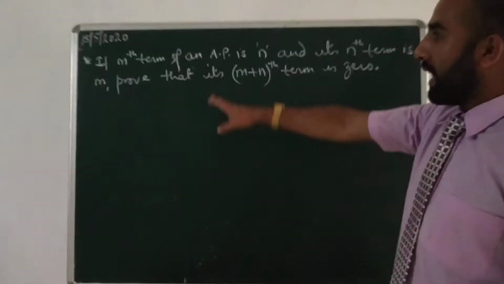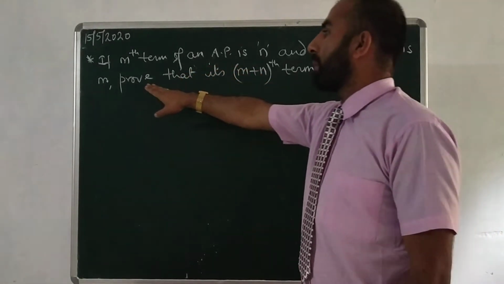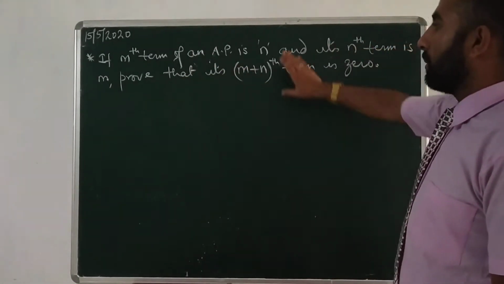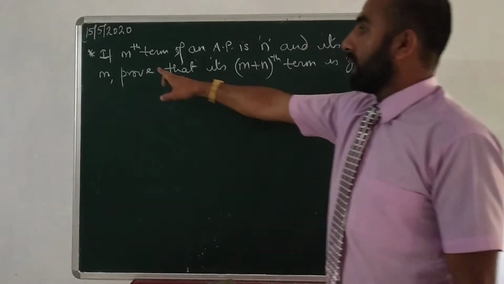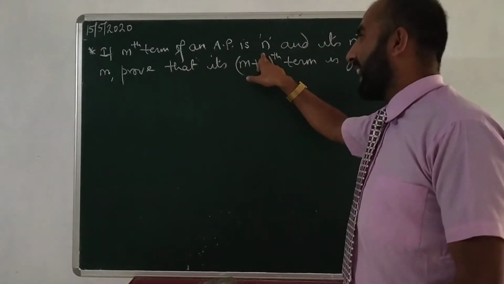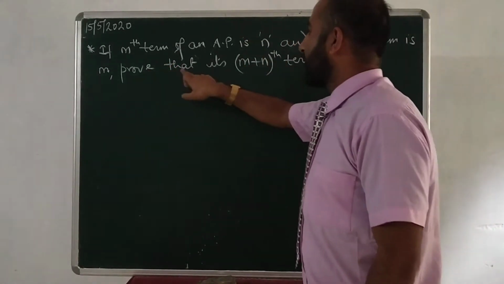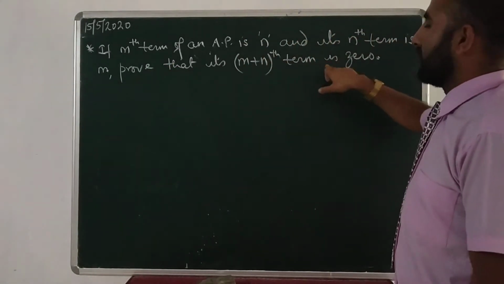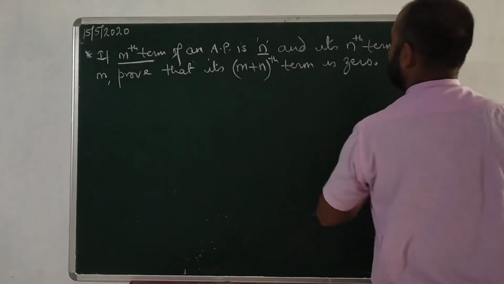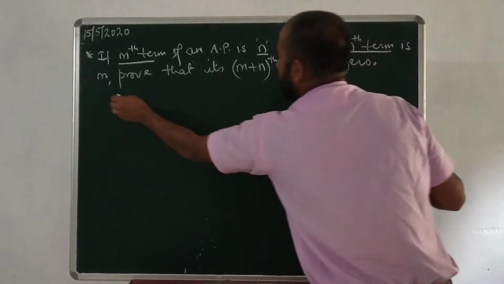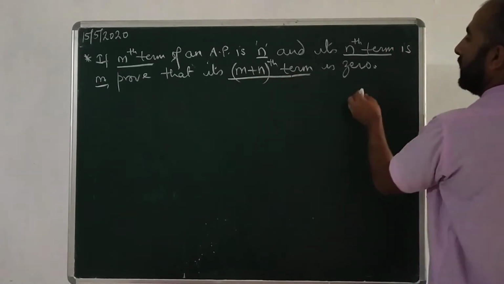Okay kids, so here I am again with another variety of question. In this question we have to prove something, and it seems to be an important question for your class 10 board examination. Let's see what it says. If the mth term of an AP is n and its nth term is m, prove that its (m plus n)th term is 0. What are the given conditions? The mth term is n, the nth term is m, the opposite, and we have to prove that the (m plus n)th term is 0.